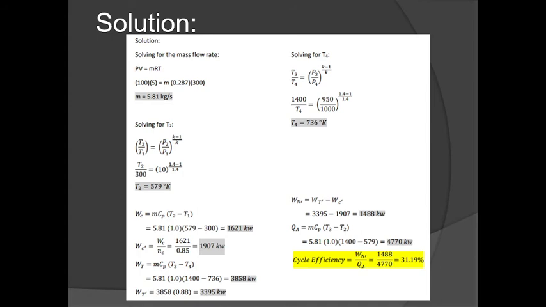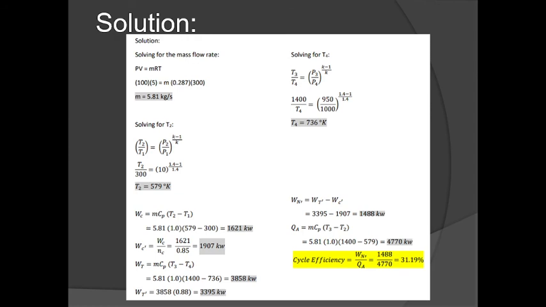So we also solve for the turbine work. So we have m Cp times T3 minus T4, which is equal to 5.81, the mass flow rate, times the Cp of air, which is 1.0, times T3 minus T4. T3 is 1,400 and T4 is 736. So we just calculate it and we get 3858 kilowatts. For the actual turbine work, we just multiply the turbine work times the turbine efficiency. So we have 3858 times 0.88, which is equal to 3395 kilowatts.